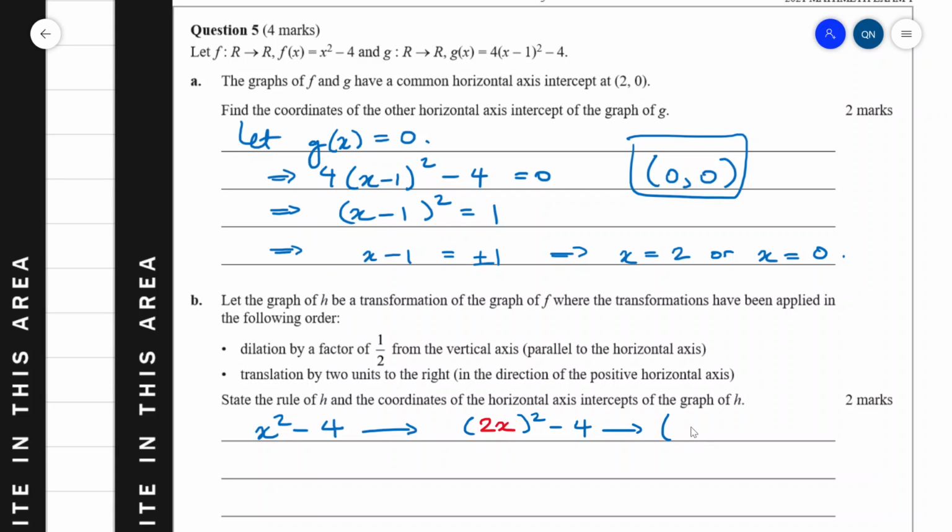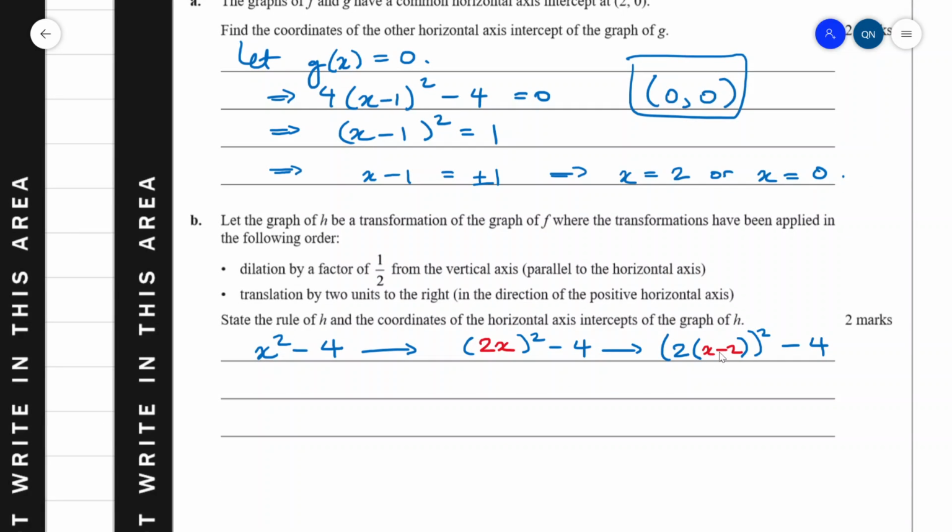So this is going to become that 2's there. And then we're going to replace the x with exactly x minus 2. And this is squared, then we have minus 4. That should be right, hopefully. So dilate by a factor of a half, then translate 2 units to the right.